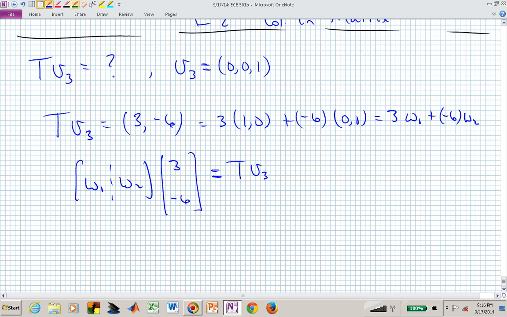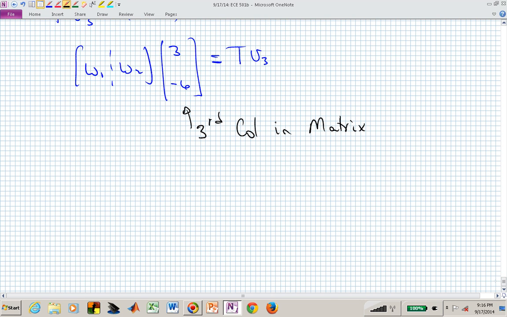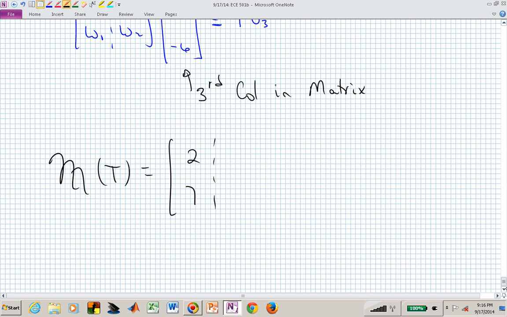This is now our third column in the matrix. If we put all of those, or concatenate all of those columns together, we end up with 2, 7. That was our first column. Our second column was minus 1, 5. And our third column was 3, minus 6.